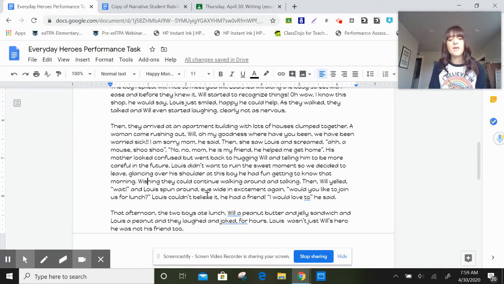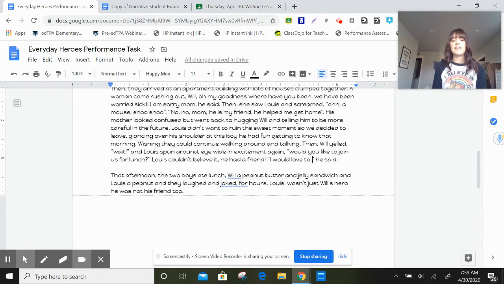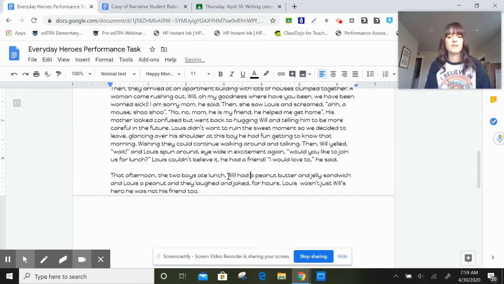Then Will yelled, "Wait!" And Louis spun around, eyes wide in excitement again. "Would you like to join us for lunch?" "I would love to." And I just needed a comma there. That afternoon, the two boys ate lunch. Will had a peanut butter and jelly sandwich, and Louis ate a peanut. And they laughed and joked for hours. Louis wasn't just Will's hero, he was his friend too.